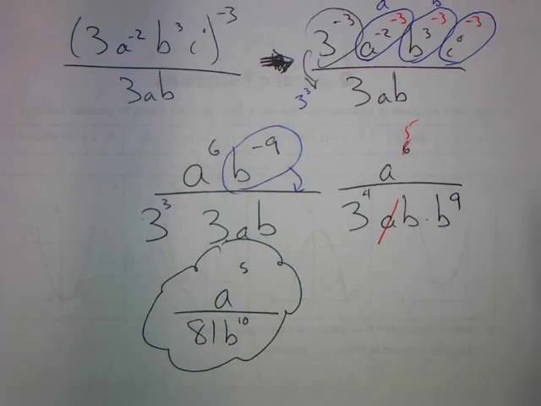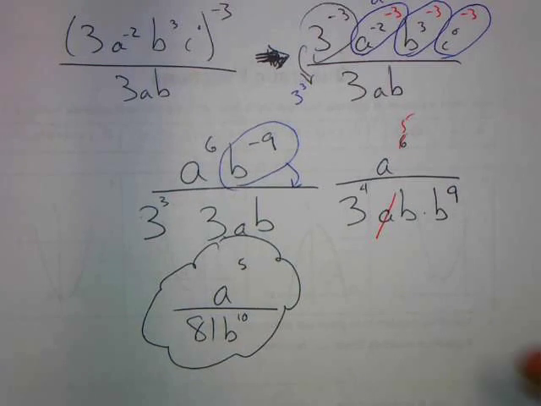So this crazy looking thing is actually a to the 5th over 81, b to the 10th. Many different ways to approach it. Do your homework. I'm out.